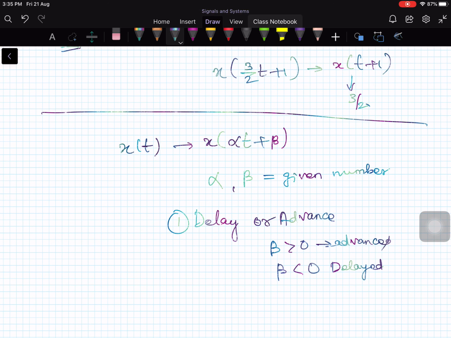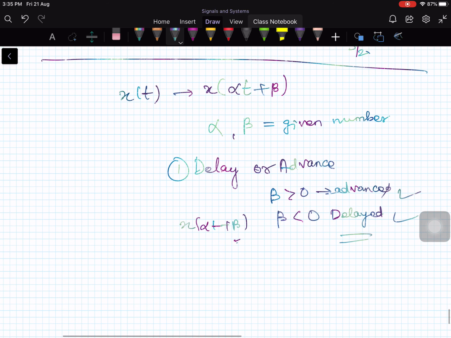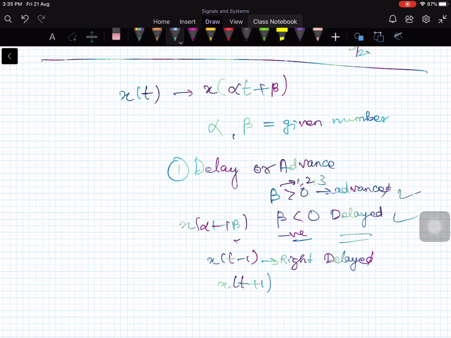Am I writing correctly? See, x of alpha t plus beta: if beta is greater than 0, yes, advanced. If beta is less than 0, delayed operation. Yes, this is correct. If beta is greater than 0, it can be 1, 2, 3 and so on, or 0.5, 0.6 like that. Less than 0 means negative values. So, x of t minus 1 means to the right, a delay operation. Right means delayed. x of t plus 1 means beta is greater than 0, so it is a left shifting operation. It is called an advance operation.